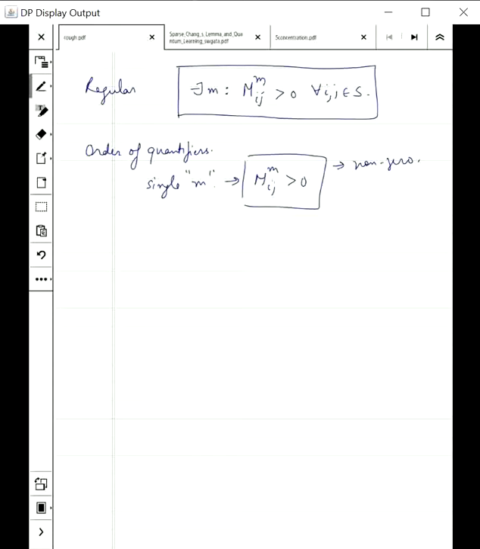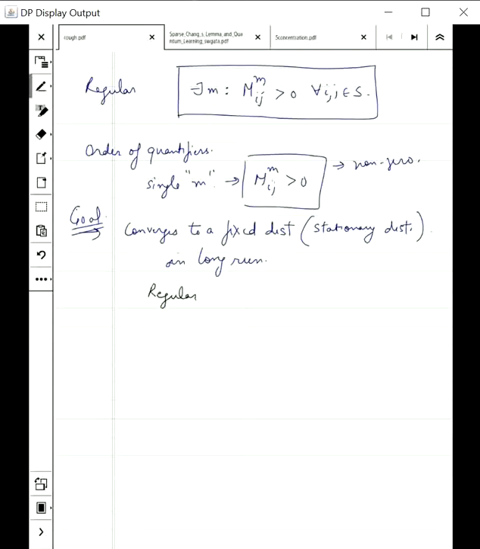Just with this simple restriction, which is true for almost all natural Markov chains, we will be able to prove that it converges to a fixed distribution. We will define it more formally later, but this fixed distribution will be called a stationary distribution. So you start with any state of your liking, but if you run the Markov chain long enough, it will converge to a fixed distribution. This only happens for regular Markov chains. It should surprise you.